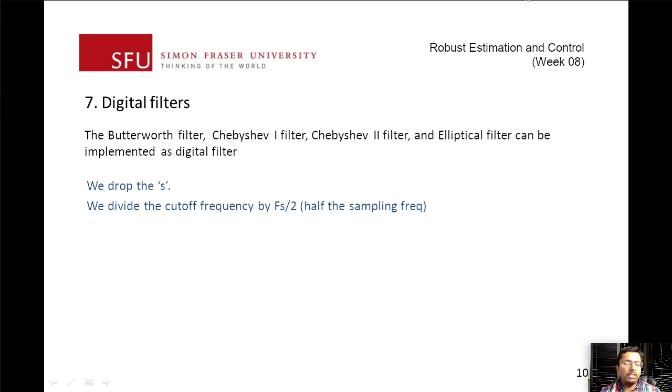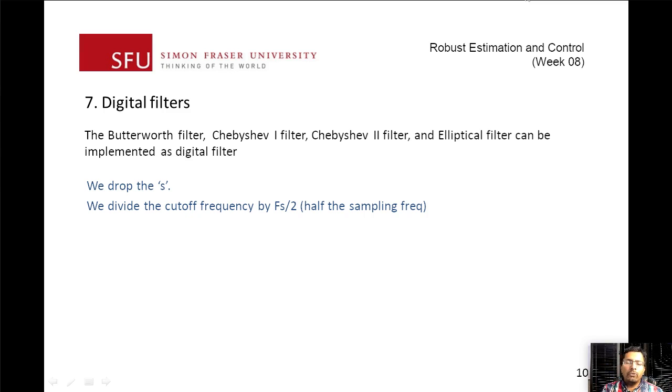Just a quick note, the only thing that changes is that if you drop the S, it becomes digital. The cutoff frequency that we pass would be the normalized frequency. So then what we need to do is divide all the frequencies by Fs over 2. Here it doesn't really matter, so you can keep everything either in hertz or in radians per second.